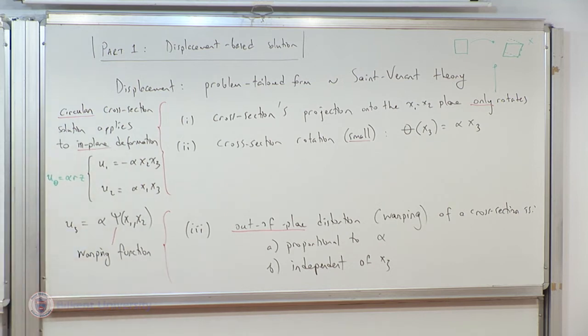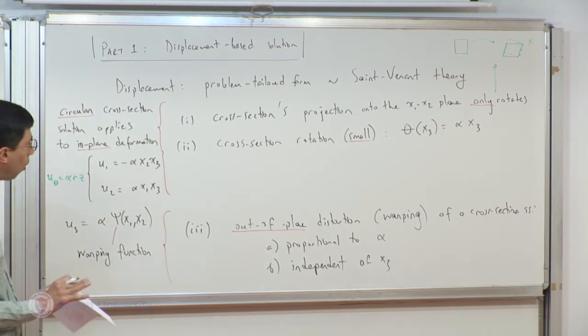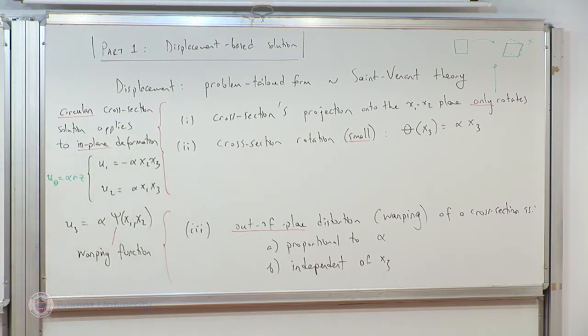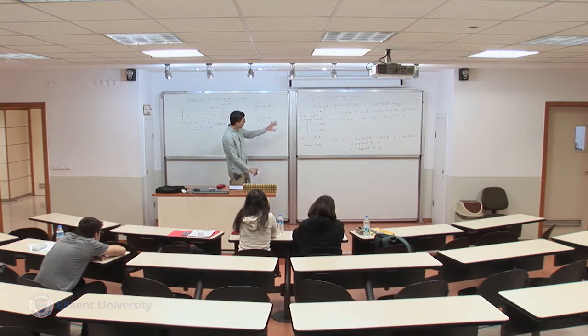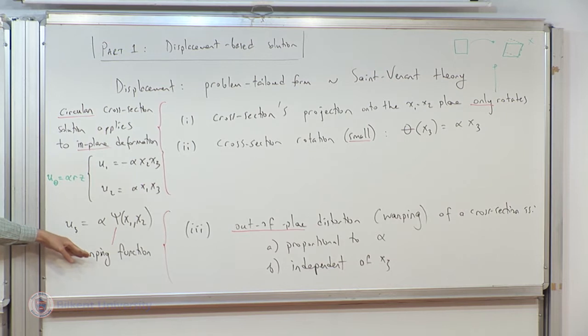And it turns out that it's a geometric property of the cross-section. So every cross-section has its own warping function. And once you know that function, then you can go ahead and solve the problem for any given amount of torsion or twist, etc. Okay, so now that is our problem-tailored form. I know exactly how the displacement is. U1 and U2, they are trivial. I already know what they are. U3 has this complex C that now I need to go ahead and carefully look at.